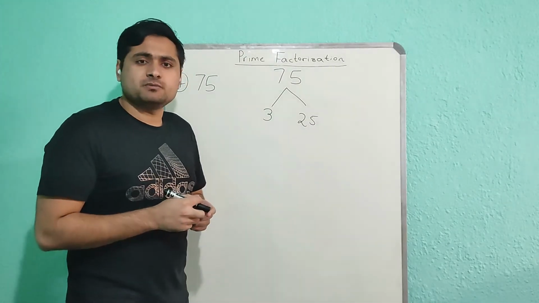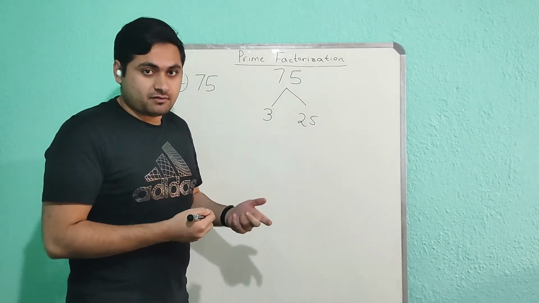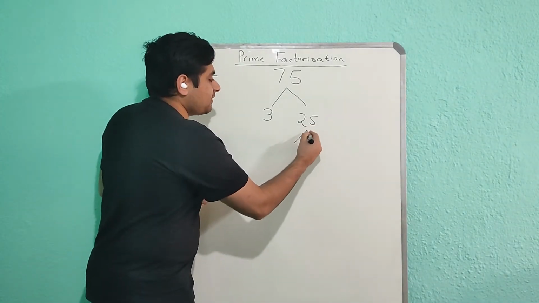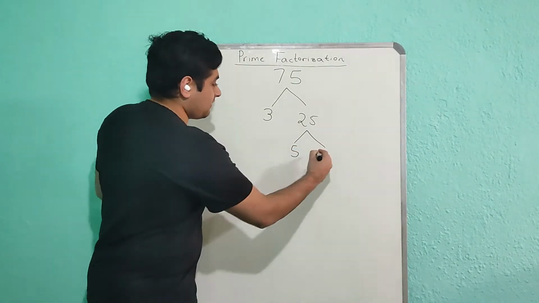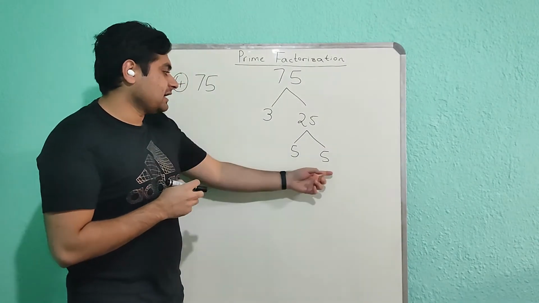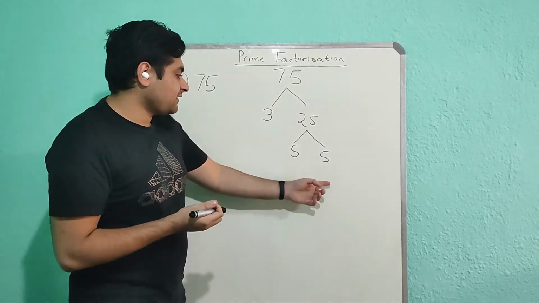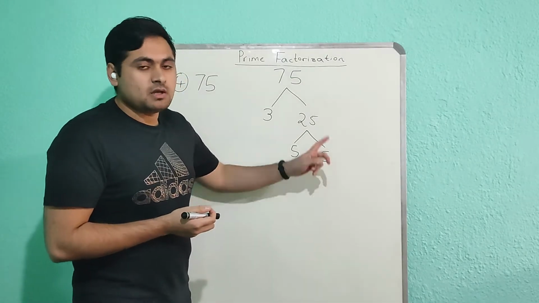Can 25 be divisible by 3? No, it cannot be. Can 25 be divisible by 5? Yes, it can. If we divide 25 by 5, we get 5, because 5 times 5 gives us 25. Again, is 5 even or odd? 5 is an odd number. Can it be divisible by 3? No. Let's move on to 5.